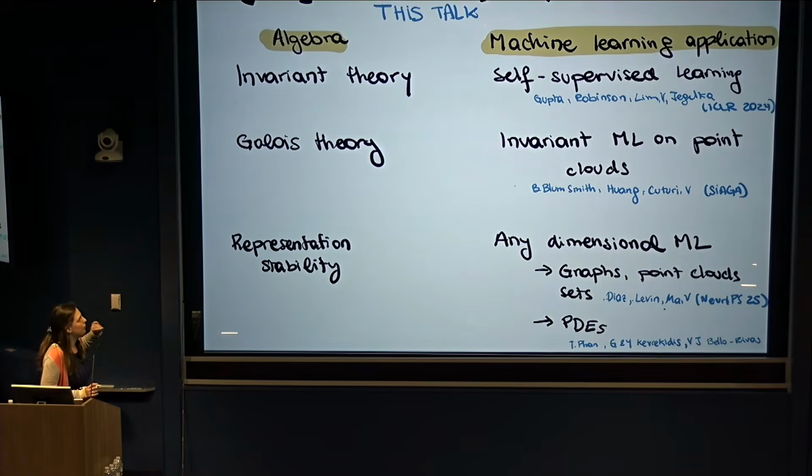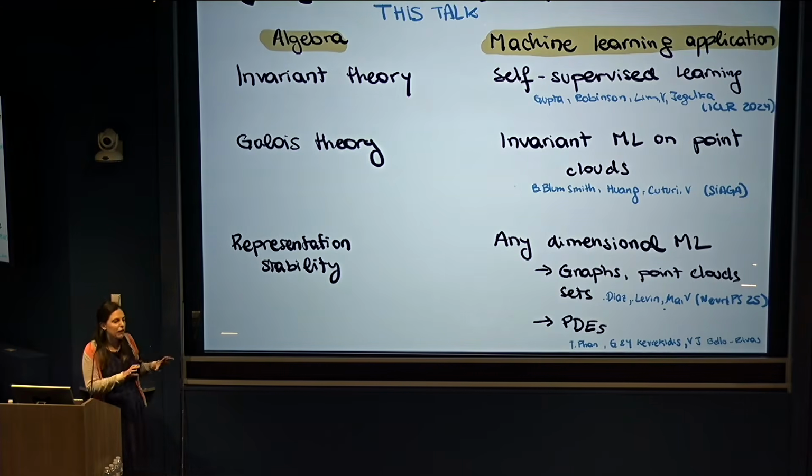So in this talk, I'm going to give you just a basic idea behind more sophisticated algebraic tools, and then how we apply them to specific machine learning applications. I'm going to explain how we can use invariant theory, or a basic idea in invariant theory, to implement self-supervised learning that is equivariant.